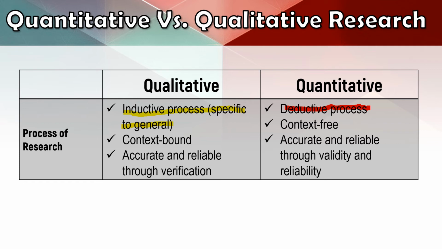Unlike deductive process, general to specific, when we say deductive, because quantitative involves measurement of data, therefore, I start with a theory, a general idea. I start with a general idea, and then I test that idea or theory in order to come up with specific numbers or specific figures or statistics regarding my topic. So in that case, it becomes deductive.